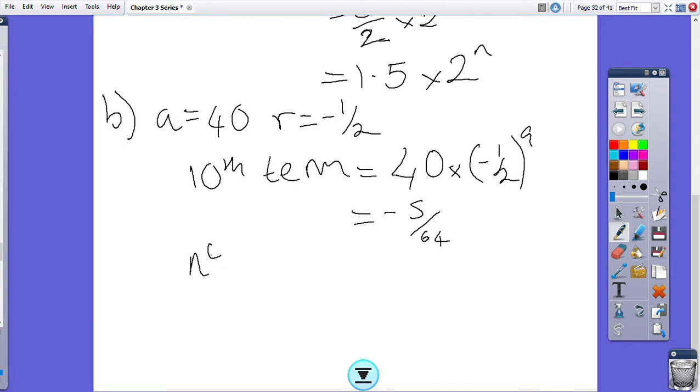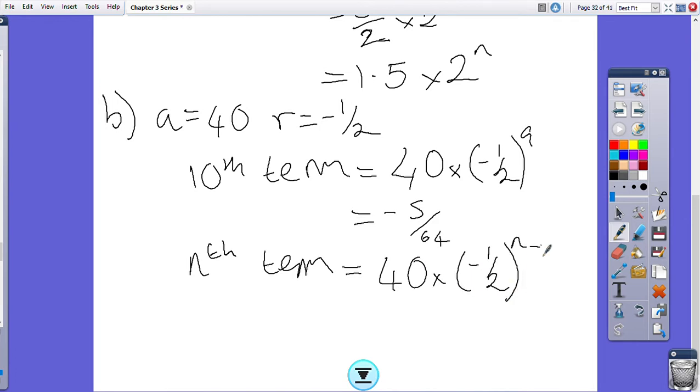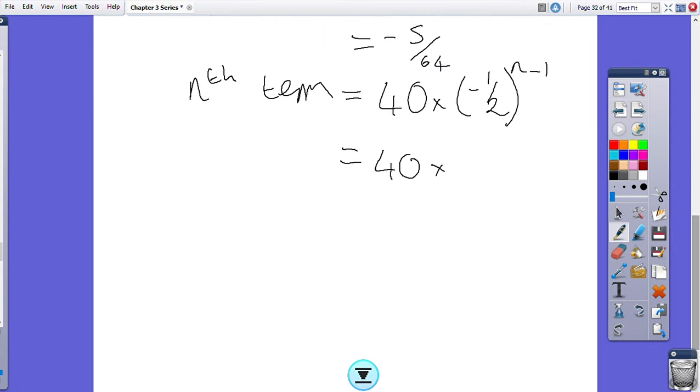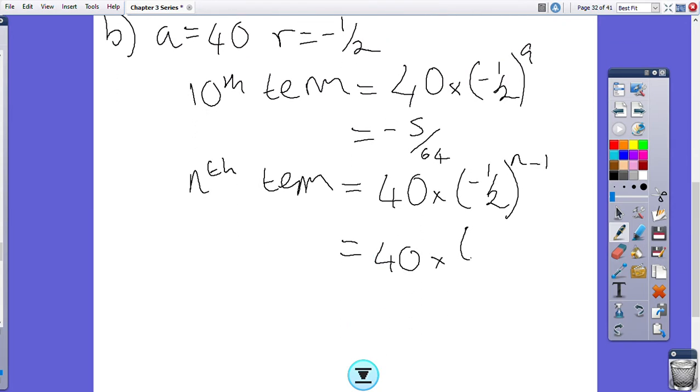And the nth term, this is where we're going to do 40 times minus the half to the n minus 1. Simplifying a little, we're going to write that as 40 times, oops, I've lost it. Now, what I'm going to do here is say that that's minus a half to the n over minus a half to the minus 1, because of our rules of indices.